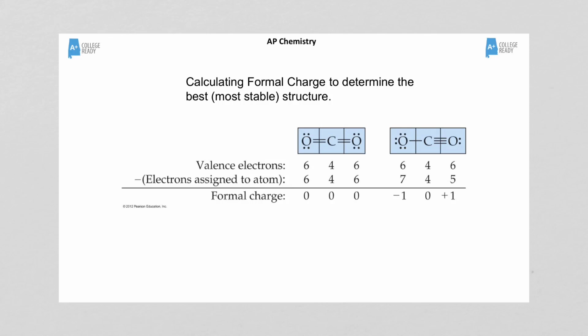So if we look at this example, we know carbon dioxide should be drawn with two double bonds, but this is just a good example to see why we're drawing it that way instead of doing a single and a triple. So if you notice, this first line of valence electrons is going to be the same all the way across, because those are the valence electrons that oxygen and carbon have if we look at their group number on the periodic table. Minus, and the next thing is how many electrons are assigned to that individual atom.